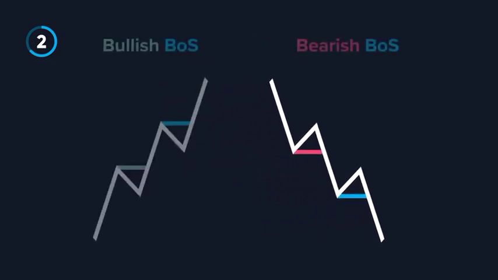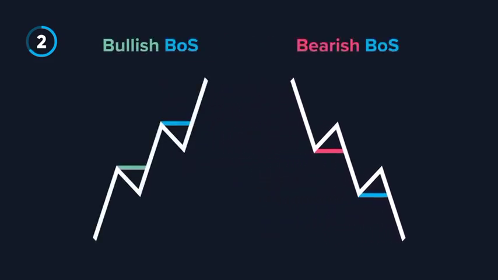So in summary, a break of structure refers to when a liquidity level is run that confirms the continuation of the current trend. And one of the most important rules in trading is that we should always trade the direction of the market's order flow and not against it. But this leaves the question, how do we know when the order flow has reversed?